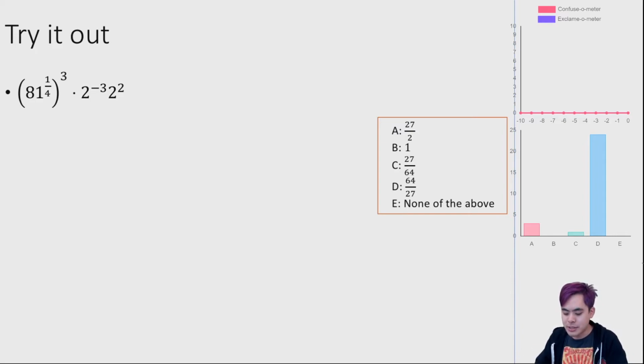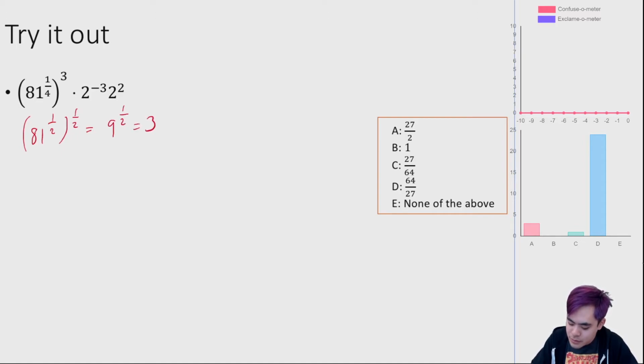Well, the first thing to notice is 8 to the 1/4 power. What is 8 to the 1/4 power? Well, that's the same as saying 9 to the 1/2 to the 1/2. Oh, sorry, I wrote that wrong. That's 81 to the 1/2 to the 1/2. So 81 to the 1/2 to the 1/2 is equal to 9 to the 1/2, the square root of 9, which is equal to 3. So this thing here is equal to 3.